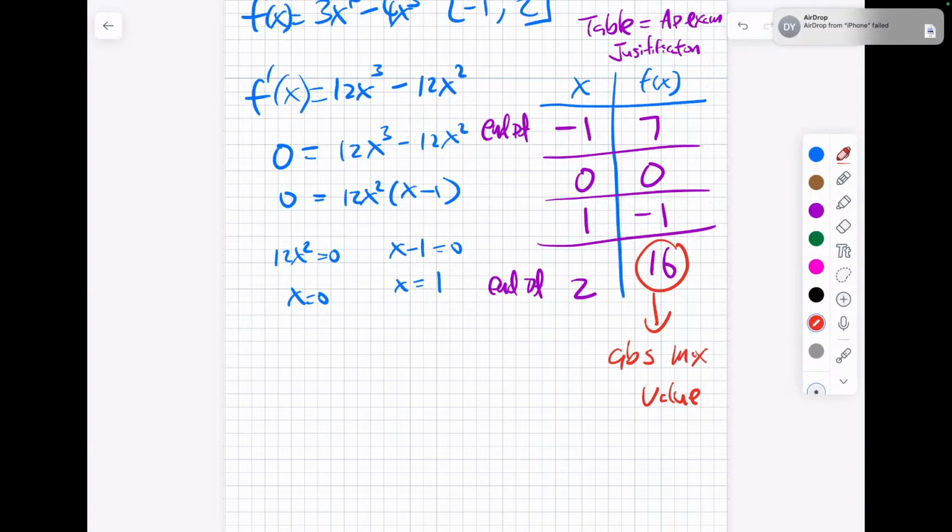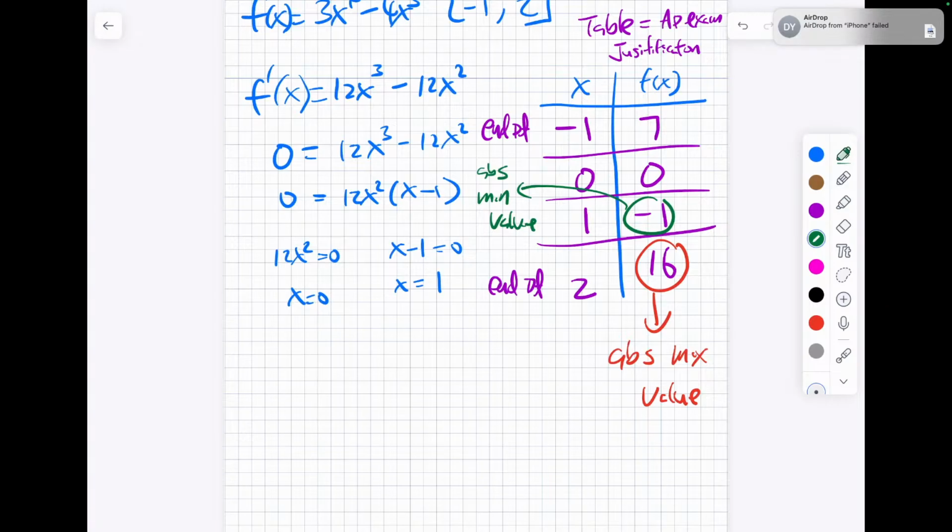Which one's the lowest one? -1. So the -1 here is the absolute minimum value, and it occurs at 1. But what's the value? It's -1. So you compare the table, and you just make sure you pick the highest value and the lowest value. Is that okay?